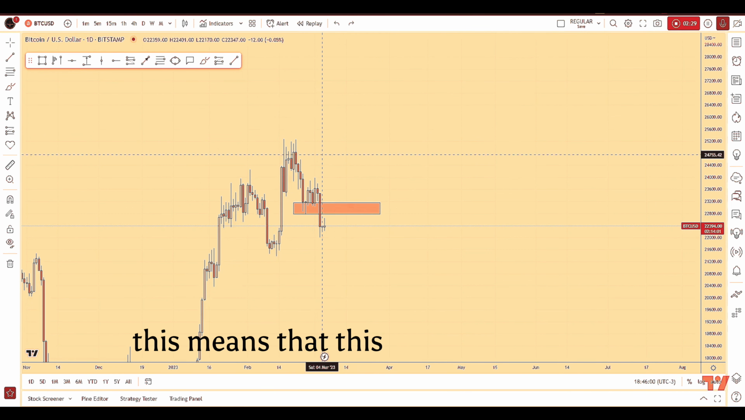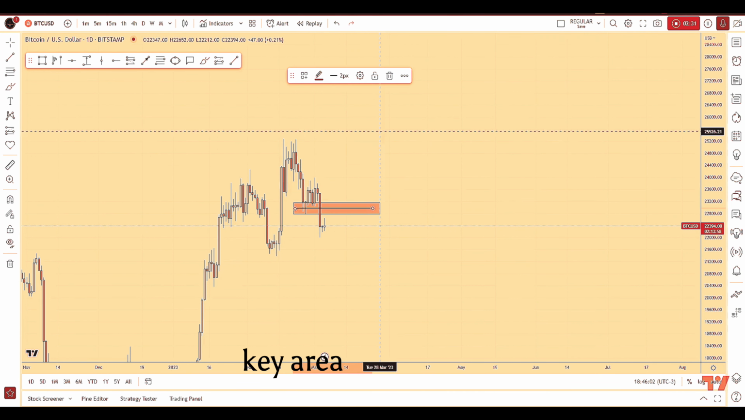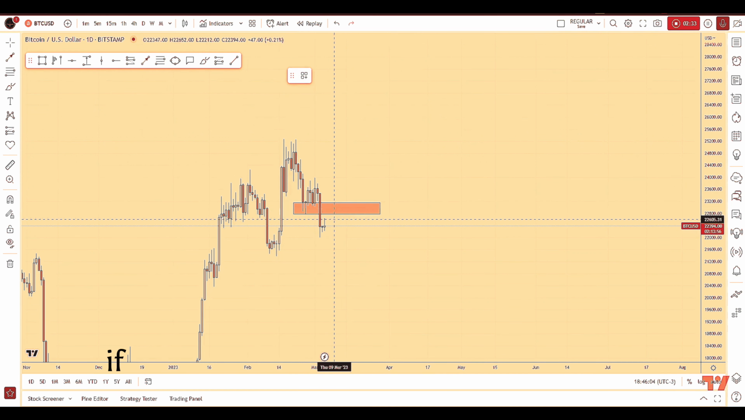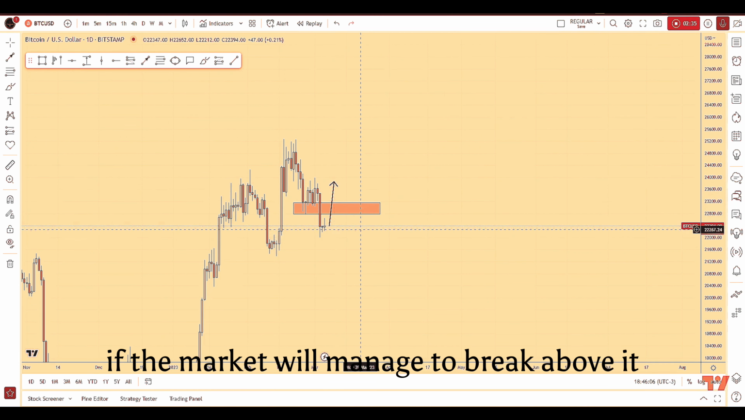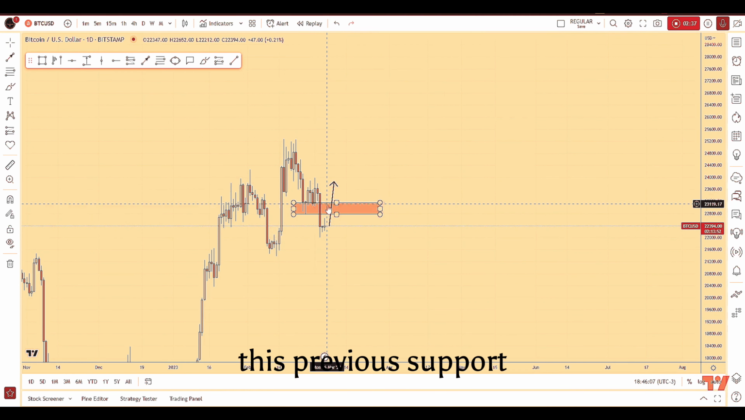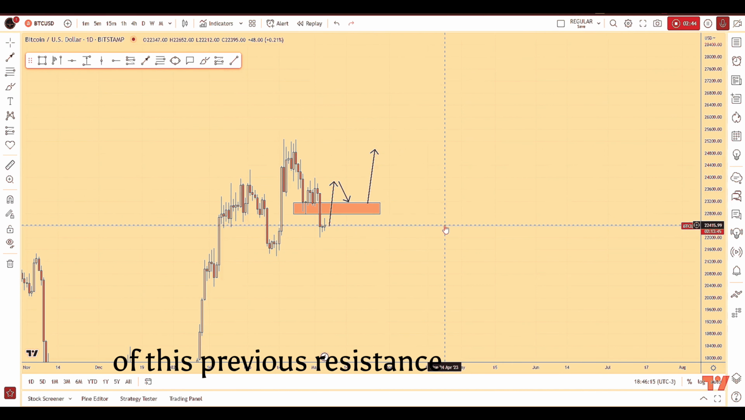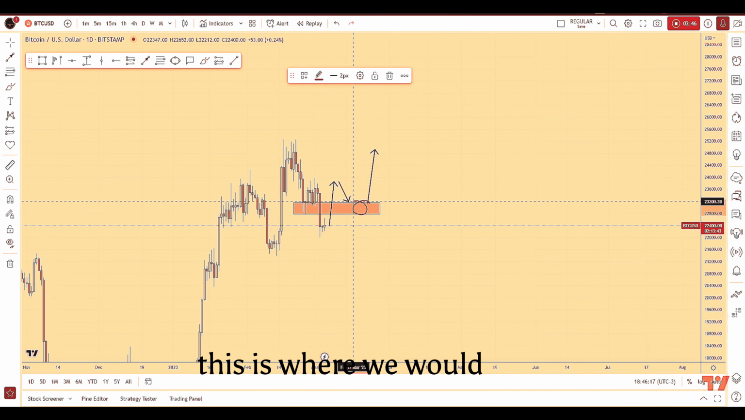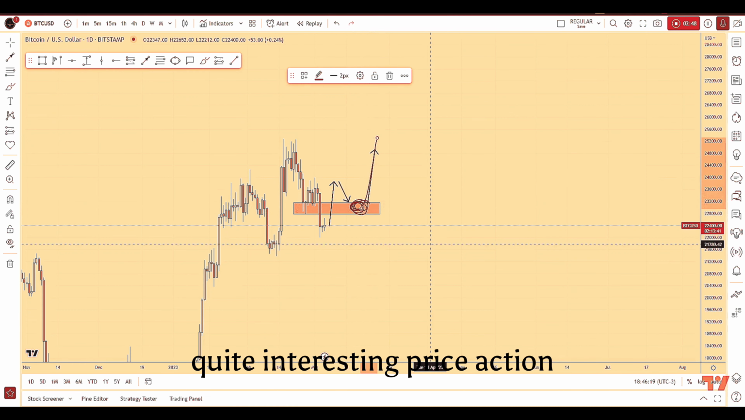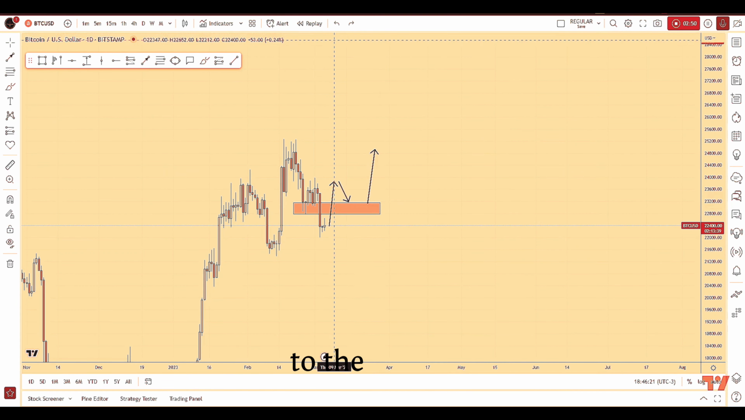This means that this is actually a quite important key area of this chart. If the market will manage to break above it, at that point, this previous support, which is now turned resistance, would once again be turned support. So after the break on the retest of this previous resistance turned support, this is where we would have quite interesting price action for a potential rejection to the upside.